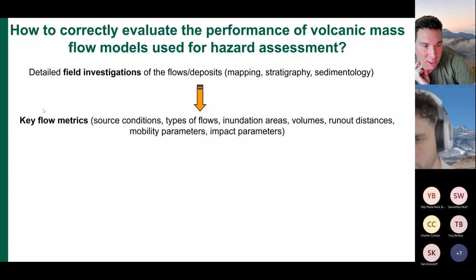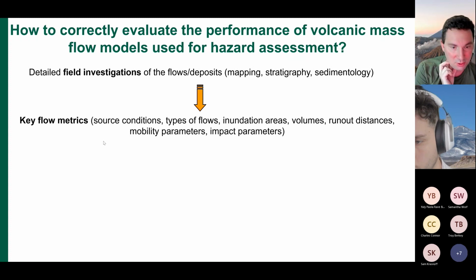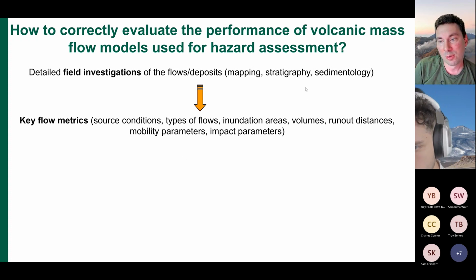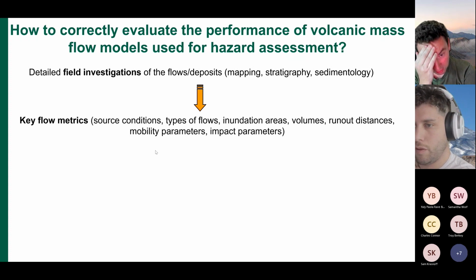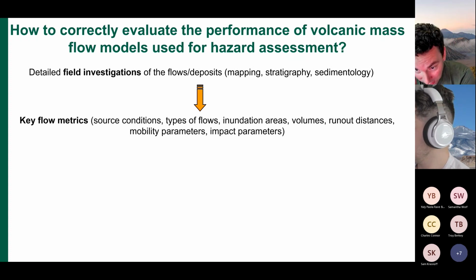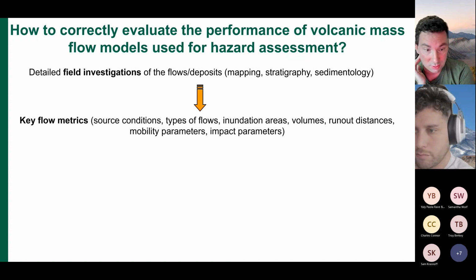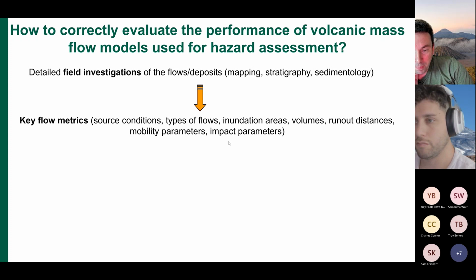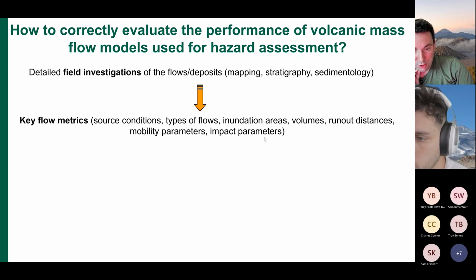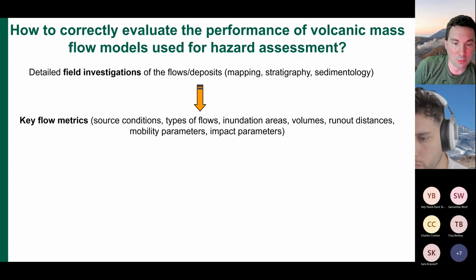And once you do that, you should end up with a list of key flow metrics that you're going to use for your simulation and your modeling. These should be the source conditions, the types of flows, the inundation areas, the volumes, the runout distance, some mobility parameters like the H/L ratio, for example, and some impact parameters that could be useful, like some idea of dynamic pressure. So in most cases, you cannot get all of this, right?